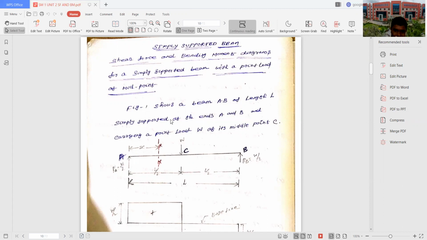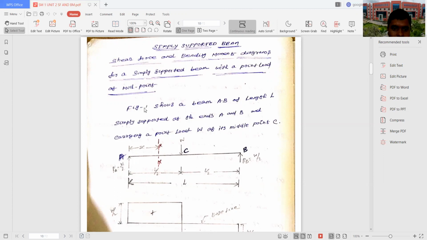So in the previous lecture, we discussed the SFD and BMD for the cantilever beam subjected to various types of loads. There, when we consider the section, we have considered the right side portion of the section. Since in a cantilever beam the right side portion at the end is a free end, there is no reaction. Therefore, the calculation is very easy, as we have seen.